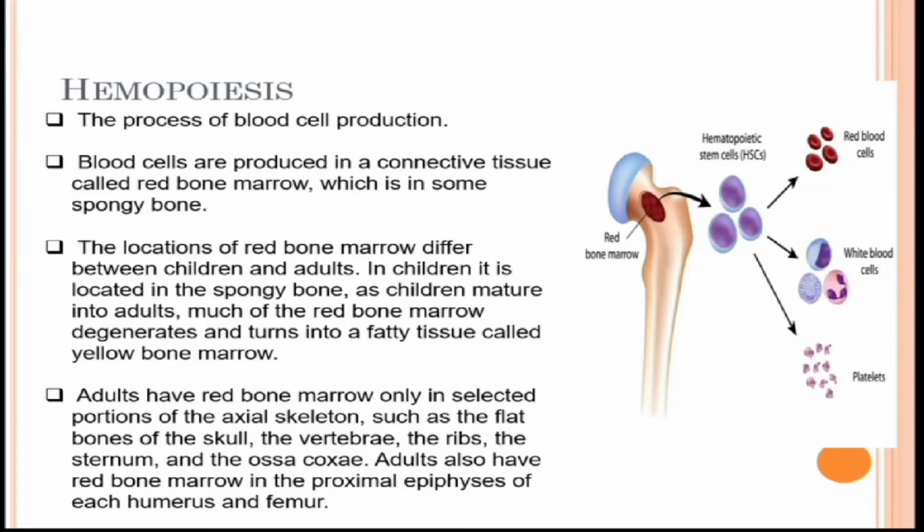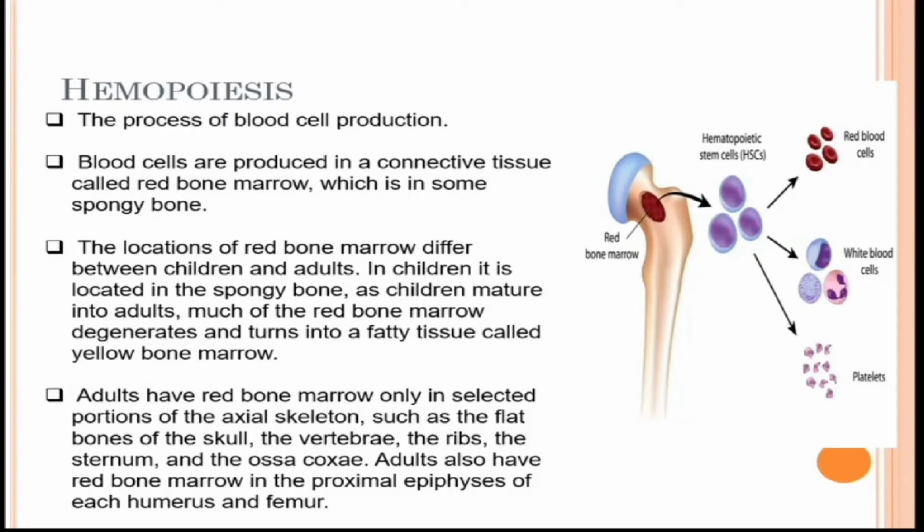The third major function is haemopoiesis. Haemopoiesis is a term that defines the production of blood cells in the animal's body. We all know that all of the blood cells, the red, white, or platelets, are produced in the bone marrow, and there are two types of bone marrow. One is the red bone marrow, the other is the yellow bone marrow. The location of the red bone marrow differs between children and adults. In children, it is located in the spongy bones.